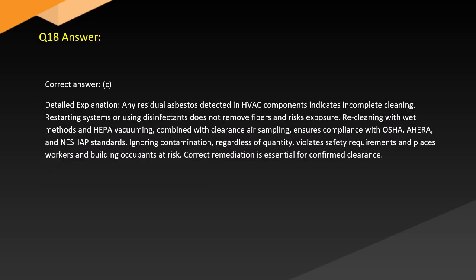Answer. Correct answer: C. Detailed explanation. Any residual asbestos detected in HVAC components indicates incomplete cleaning. Restarting systems or using disinfectants does not remove fibers and risks exposure. Recleaning with wet methods and HEPA vacuuming combined with clearance air sampling ensures compliance with OSHA, AHERA, and NESHAP standards. Ignoring contamination, regardless of quantity, violates safety requirements and places building occupants at risk. Correct remediation is essential for confirmed clearance.